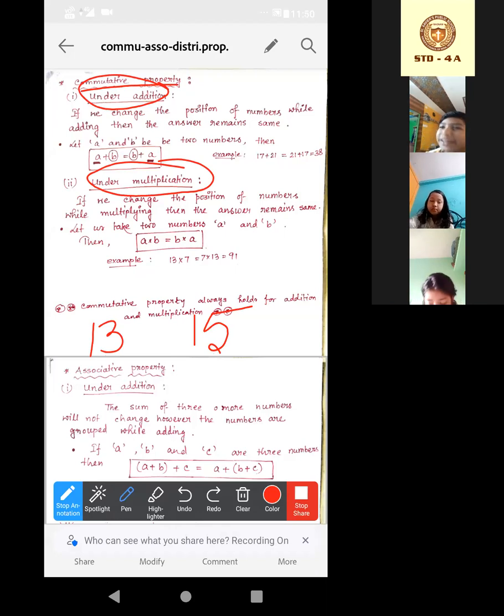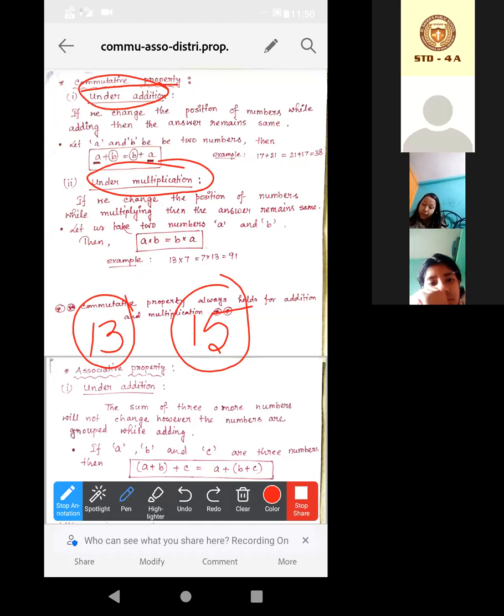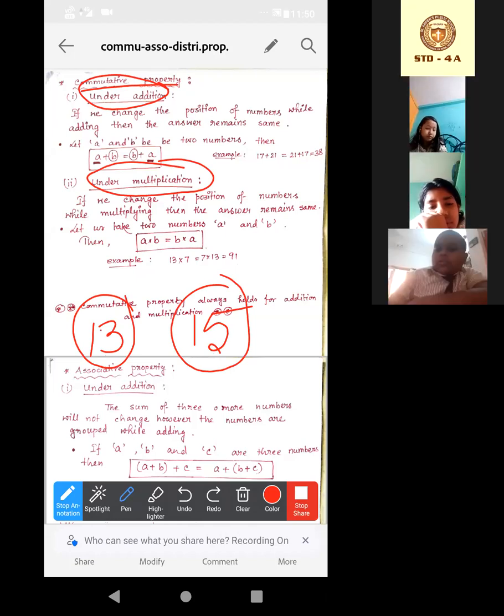Achha, now suppose we are taking two numbers, 13 and 15. Try to understand first. No need to write. Don't write right now. Achha, 13 plus 15, under addition it is given, na? So as it is given under addition, we have to add them. Look, we are adding this, and what have we got? 13 plus 15. If we add this, this will be 28.